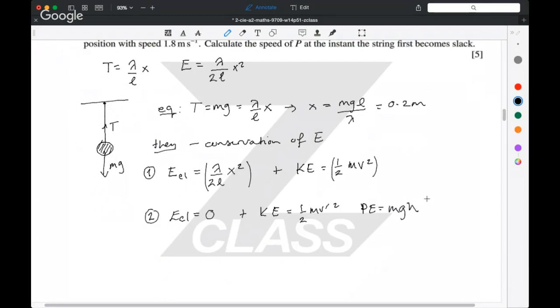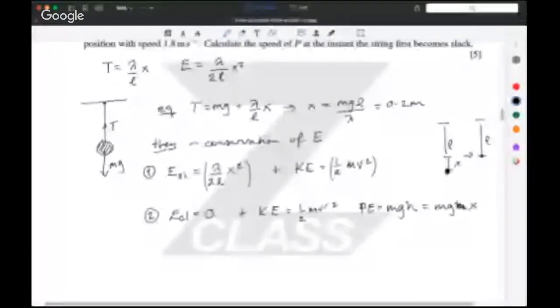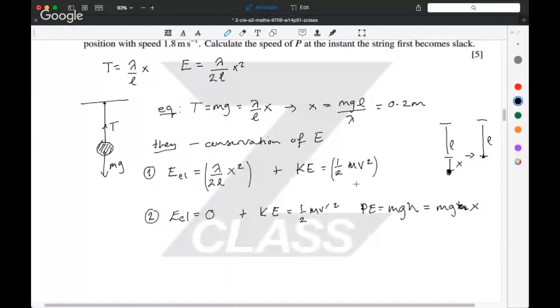Well, what is h? Well, h must be x, right? Because it was originally stretched by x, and now we've gone to a situation where this was L and this was x. That's what it was at the beginning when it was down here. It had this extra bit x, and now it's not being stretched at all. It's just at its natural length L. So therefore the height that it has gone up, the potential energy that's gained, depends on x. So we set these things equal.